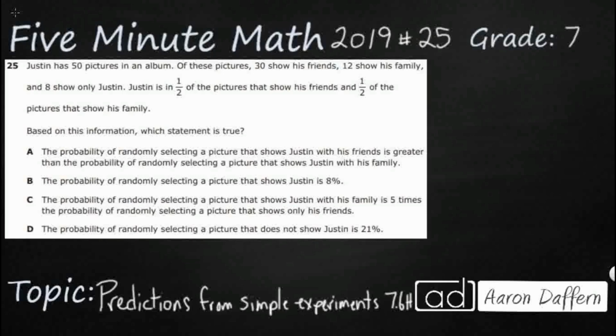Today we are looking at the 7th grade concept of predictions from simple experiments. This is standard 7.6H in the great state of Texas, and we are using item number 25 off the 2019 released STAAR test. If you have not done so already, please go ahead and take a moment to pause the video, work this problem out on your own, unpause it, and then we will look at our answers together.